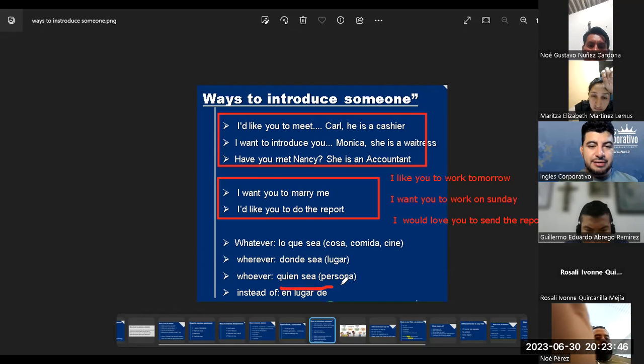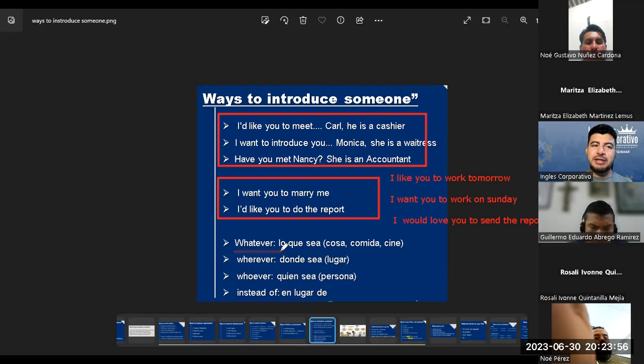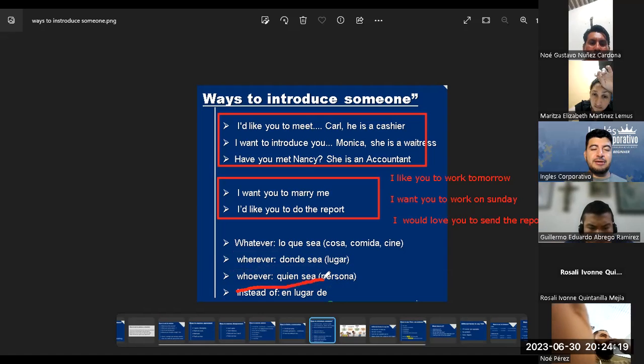Whoever, quien sea. Entonces, if a person tells you, what do you prefer? Pizza or hamburger or pasta. And you say, whatever. ¿Qué quieres comer? Pizza, hamburguesa, pasta. Lo que sea, whatever. Pero si le pregunta, where do we go? ¿A dónde vamos? To the cinema, to the park, to the mall. You can say wherever. Donde sea. Le pregunta, ¿y quién va a traer la pizza? Who is going to bring the pizza? Whoever, quien sea. So, I have noticed that a lot of people confuse this.